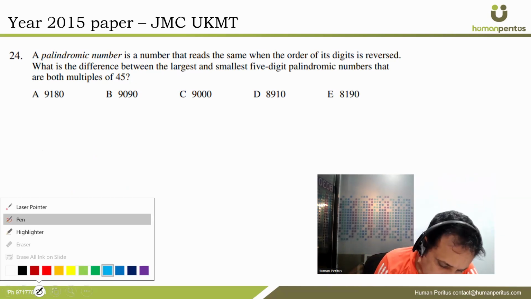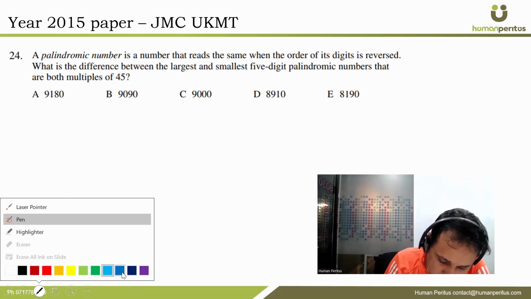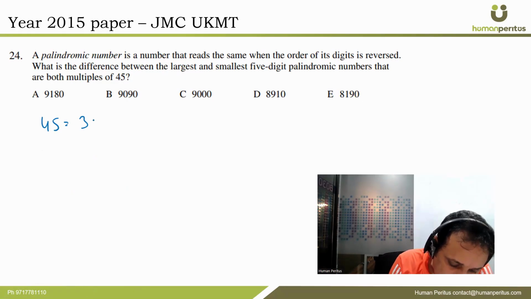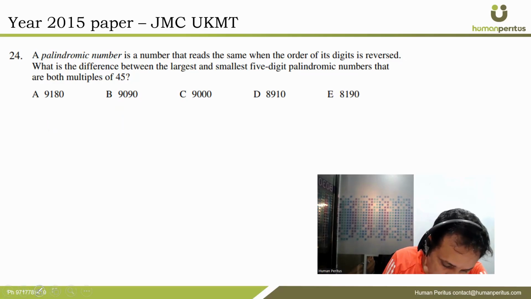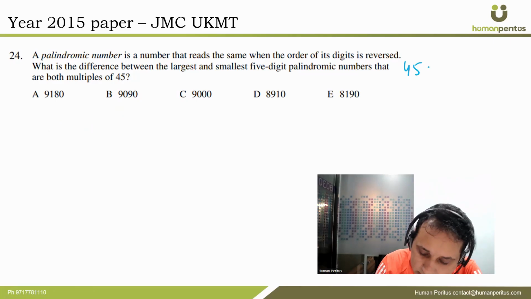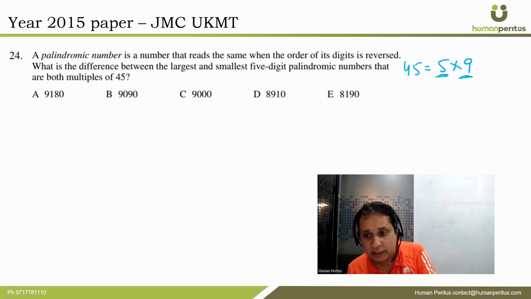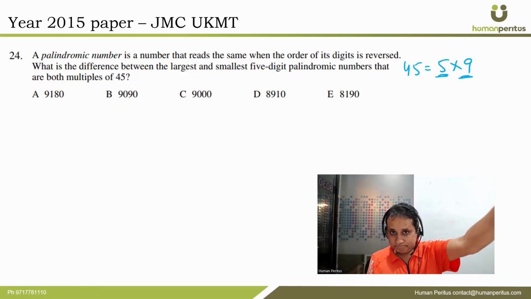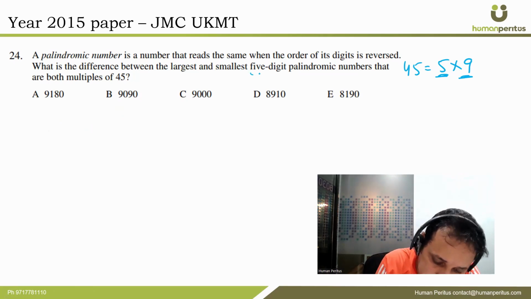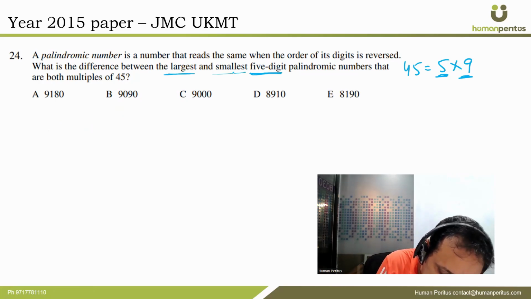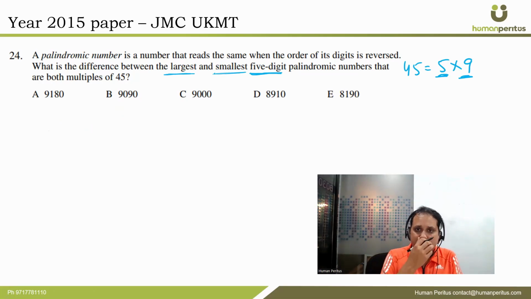So what should come to our mind? 45 can be 3 into 15, but we haven't studied divisibility by 15. So what we'll do is use 45 equal to 5 into 9. We'll make sure that this number is divisible by 5 and also by 9. It's a 5-digit number, and we have to find the largest such 5-digit number and the smallest such 5-digit number. This is what has been given to us.